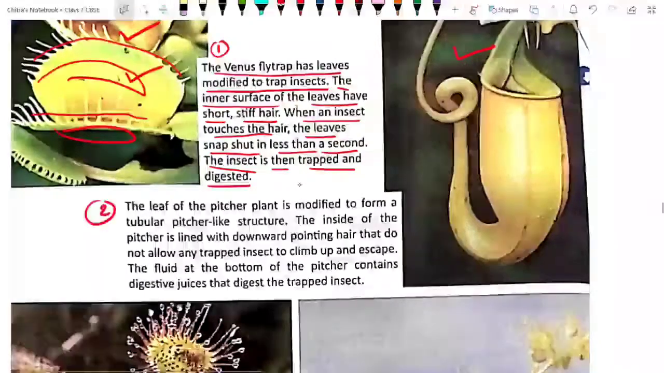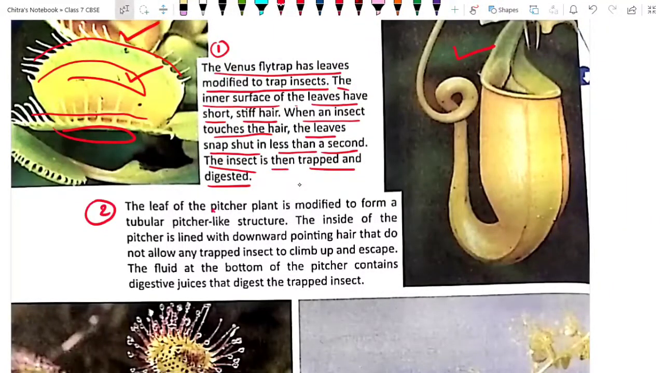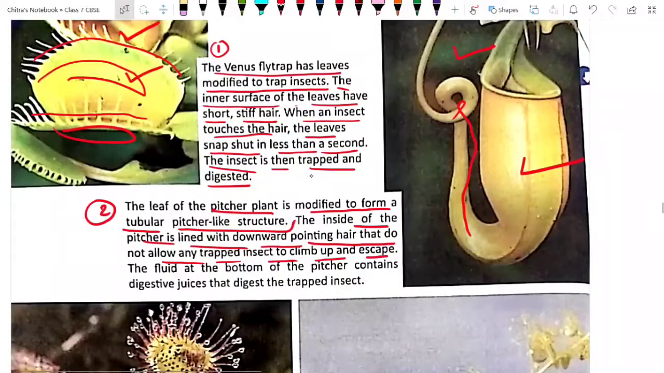Next, the second one, we discuss the pitcher plant. The leaf of the pitcher plant is modified to form a tubular, pitcher-like structure. So this is the pitcher-like structure, like a tube over here. The inside of the pitcher is lined with downward-pointing hair that does not allow the trapped insect to climb up and escape. Once the insect falls down over here, it will not go out. It will not escape from that pitcher.